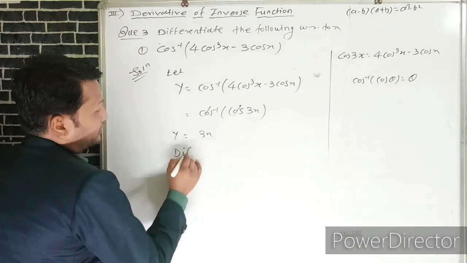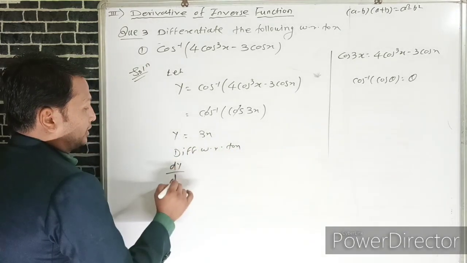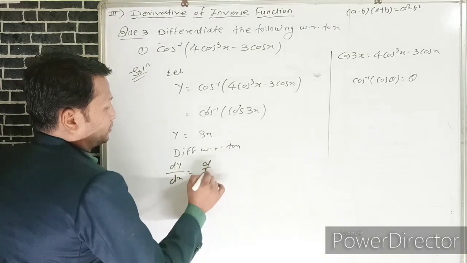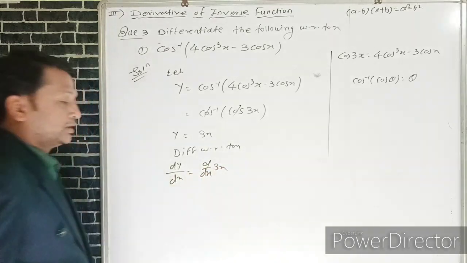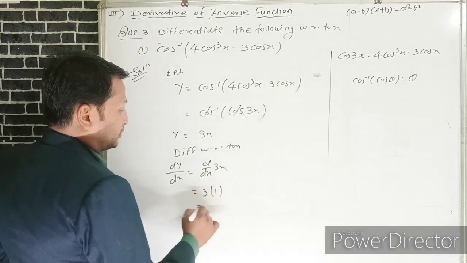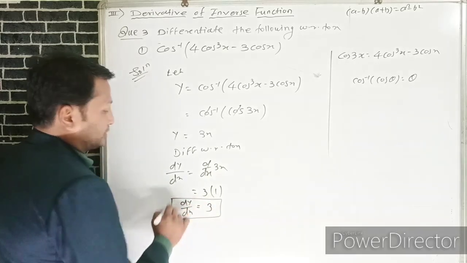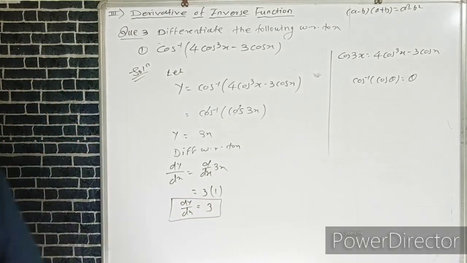Now if we differentiate the given function with respect to x, the derivative of y with respect to x is equal to the derivative of 3x. Again 3 is a constant and the derivative of x is 1. We can write the derivative of y, dy upon dx, is 3, which is the required derivative of y, dy upon dx.